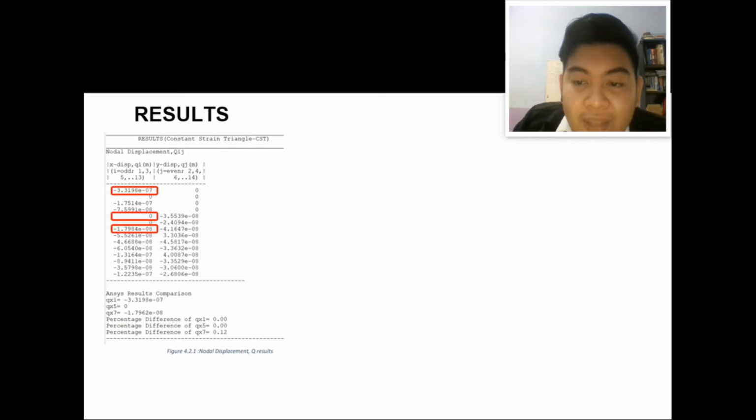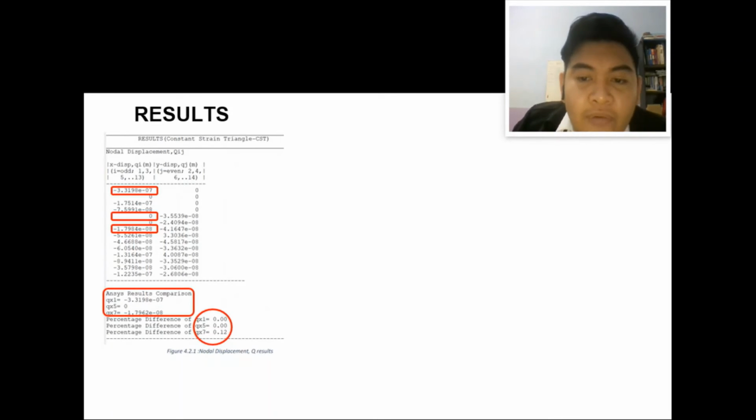And now as for the results, for the three values from Octave and ANSYS, we got 0% difference for both displacement at nodes 1 and 5 in the x directions, while 0.12% difference was shown for the x displacement at node 7. This is a good result as it is similar to the results generated in ANSYS.